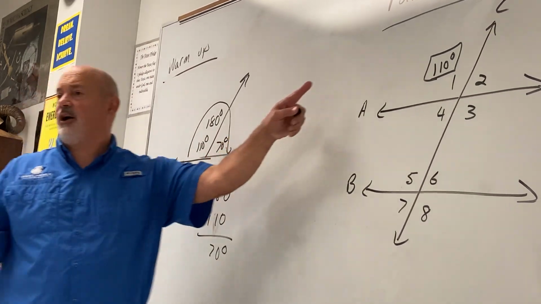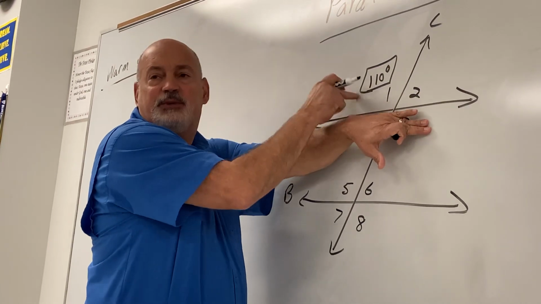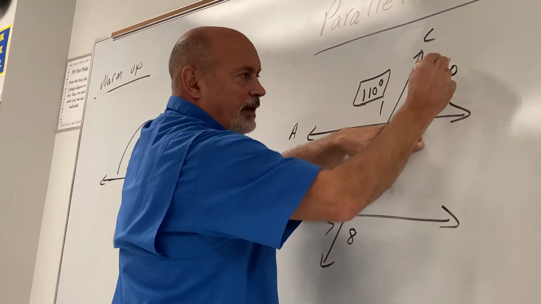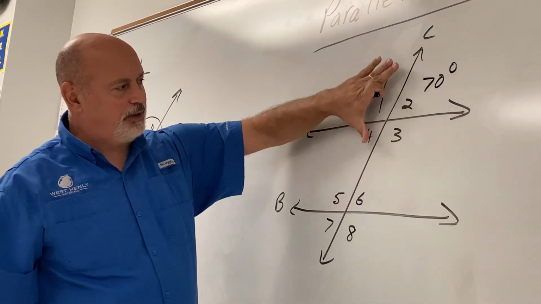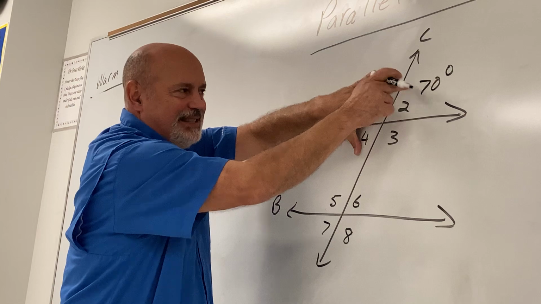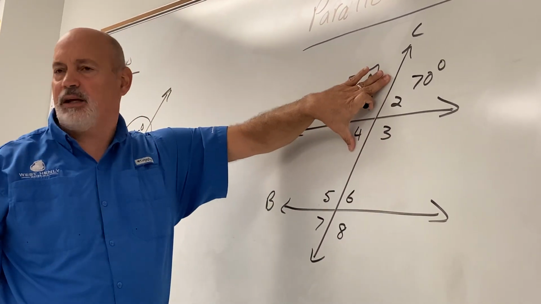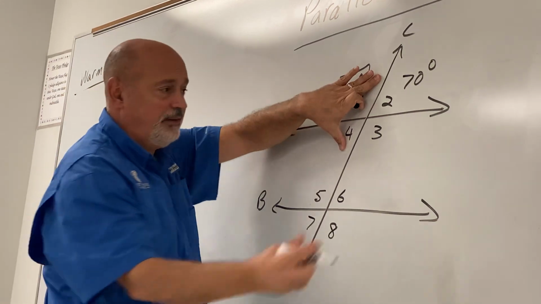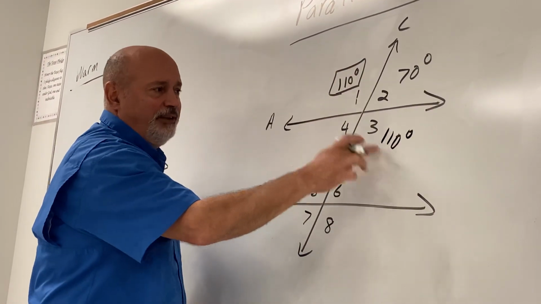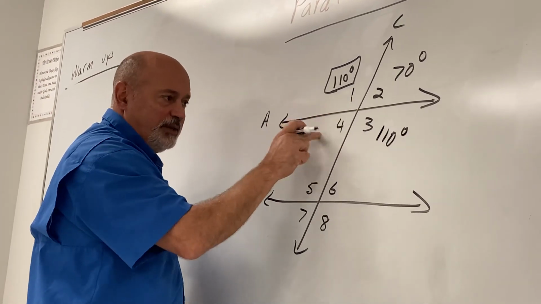Well, that's what's going on here. Do you see that we've got a straight line right here? If this one's 110, how much is this one? 70. Now hold up. Let's look this way. Isn't this a straight line too? So if that's 70, how much is this one? It's not 70, it's 110. If that's 110, isn't there another straight line here? How much is that one?